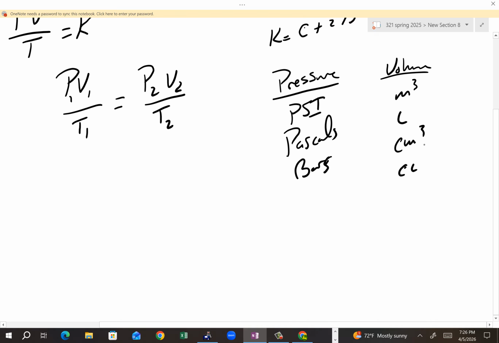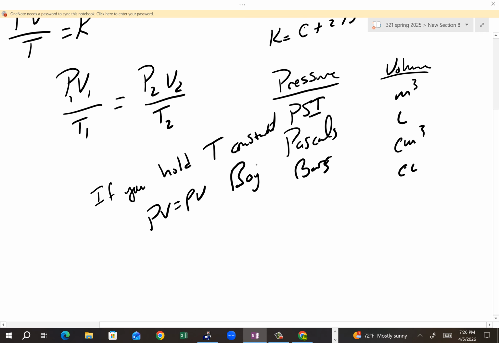A couple things to note. If you hold T constant, then you get PV equals PV. This is known as Boyle's law.